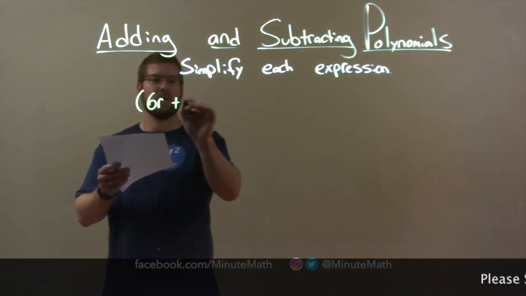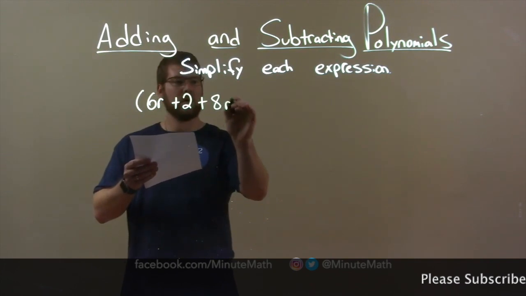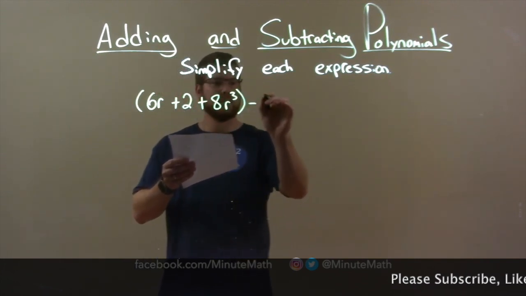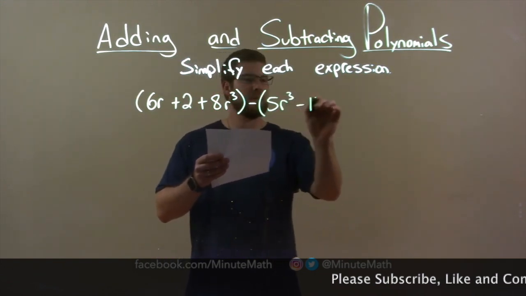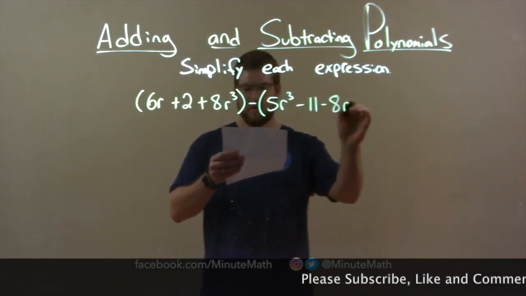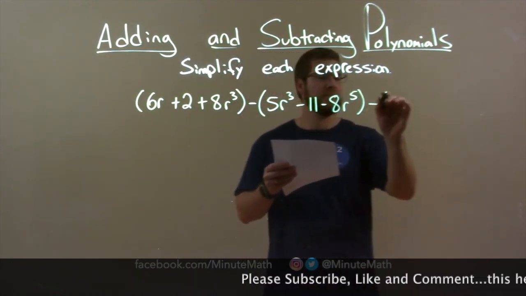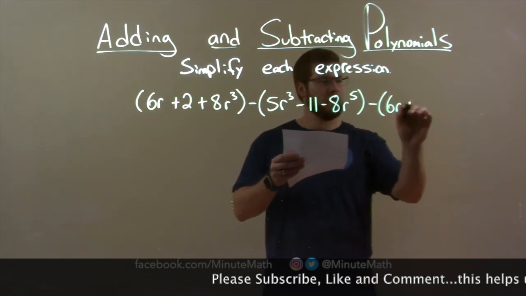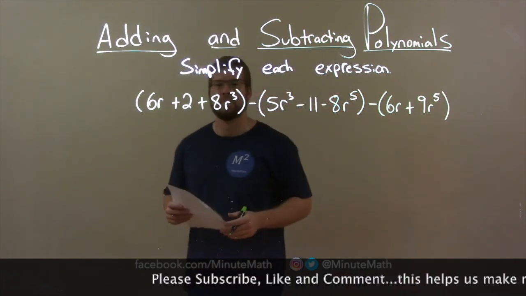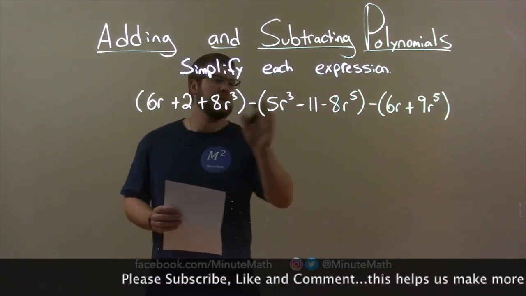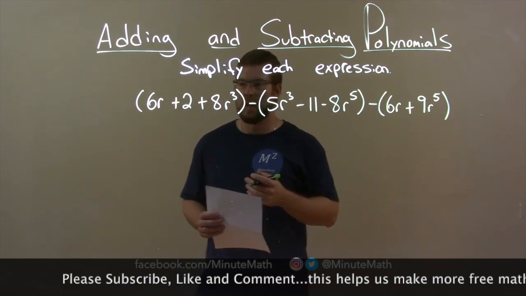6r plus 2 plus an 8r to the 3rd minus, second parenthesis, 5r to the 3rd minus 11 minus 8r to the 5th power minus my last parenthesis, 6r plus 9r to the 5th. Okay? Well, first thing, I look within each parenthesis. Are there any like terms? No, so there's nothing to combine there.